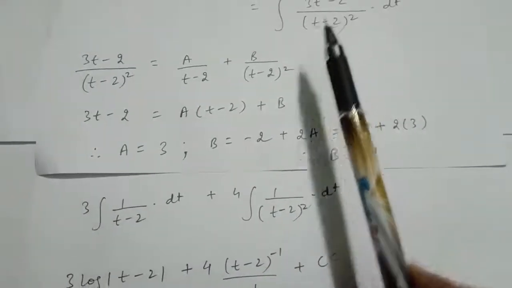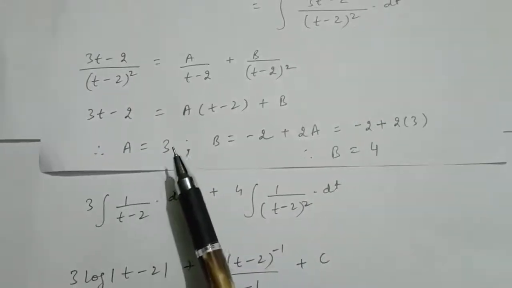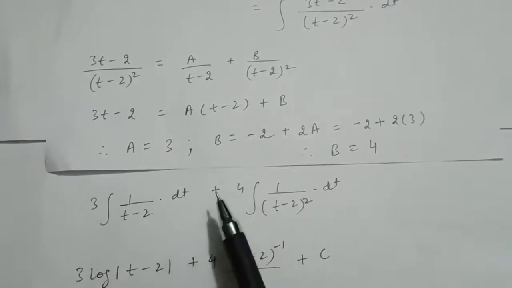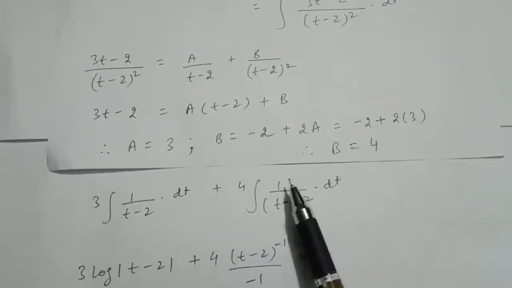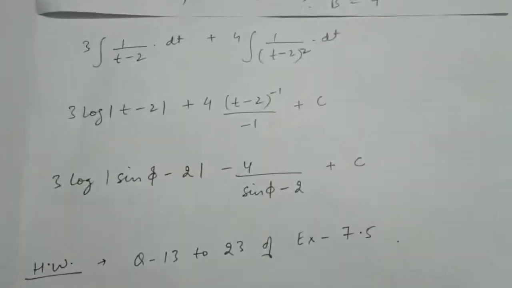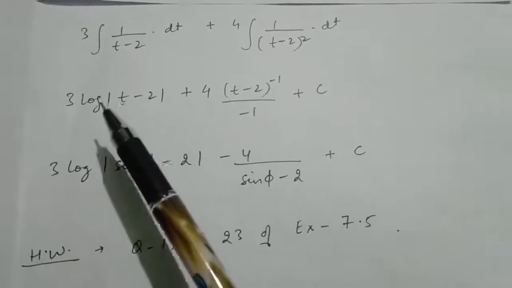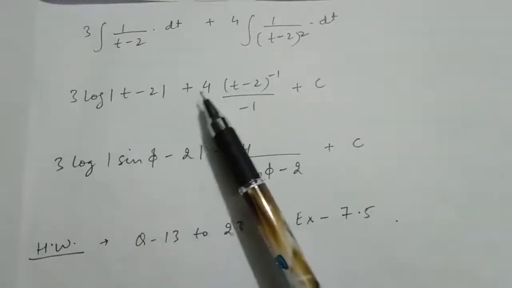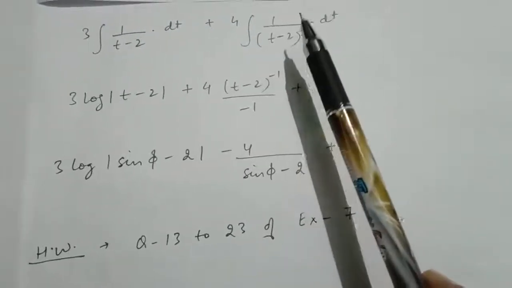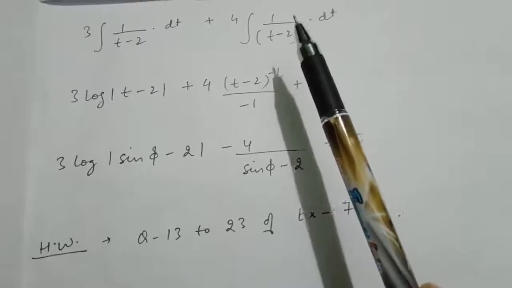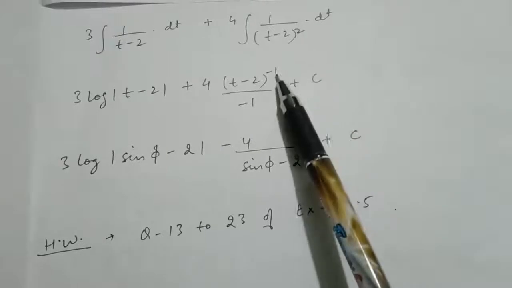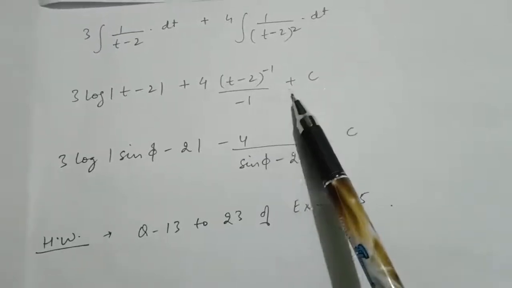Therefore this integral now becomes 3 into integral of 1 upon t minus 2, plus 4 into integral of 1 upon t minus 2 whole square into dt. Now the integral of 1 upon t minus 2 will be log mod t minus 2, plus 4, as it is, integral of this will be, because this is t minus 2 raised to the power minus 2, so the integral will be t minus 2 raised to the power minus 2 plus 1, that is minus 1, upon minus 1, plus c.